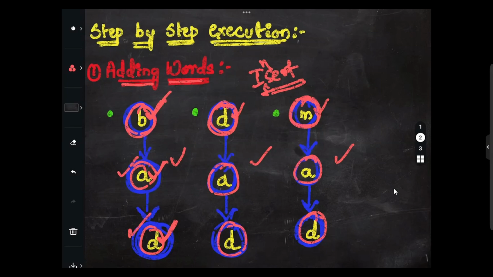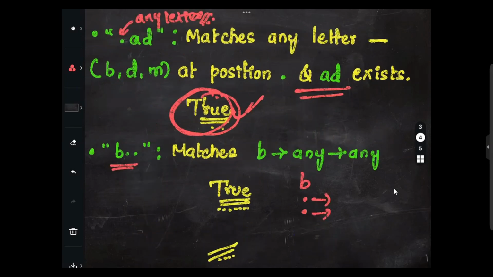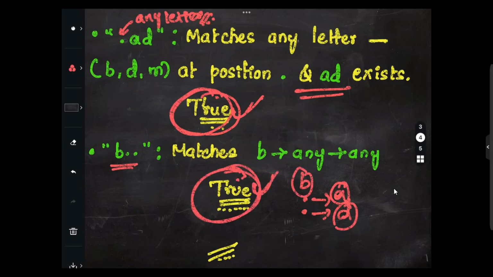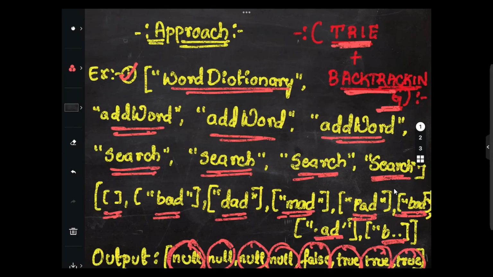We can consider A and we can consider D here in simple terms, because the dot can match any character. So the word is present in the tree. Now we have to return the boolean value true in this case, right? It matches B, and any means any character here. So we have to return true. Let me come here. So we have written true, right?